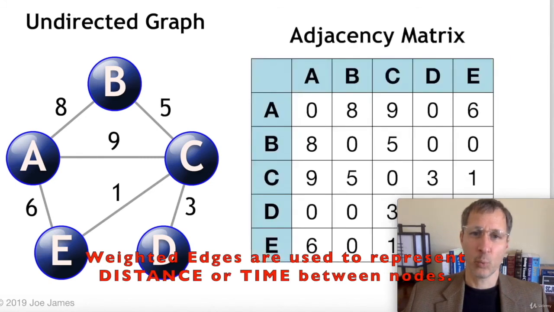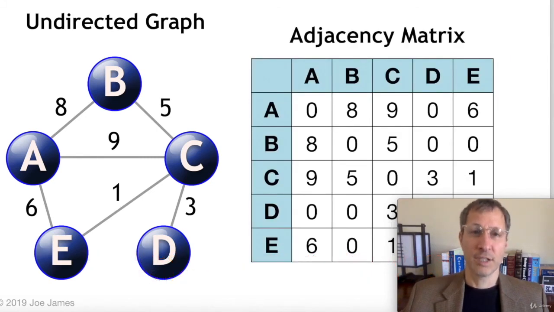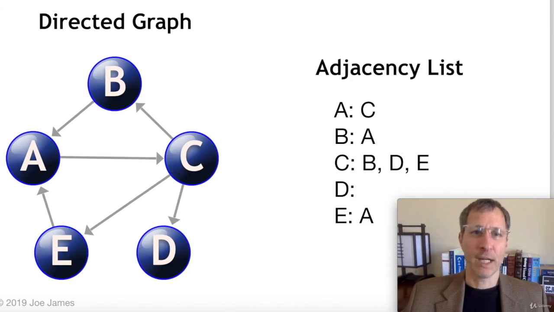Now, if you have weighted edges, it's much easier to implement this with an adjacency matrix. Why? Because instead of putting just a 1, you can put the weight in the matrix. In an adjacency list, you'd have to probably put a tuple, which includes the weight. In a directed graph, it's fairly easy to implement in either one of these. In an adjacency list, you would just put the outbound edges from each vertex. So from A, you can see that A has an outbound edge to C, so we would list in A's adjacency list only node C.